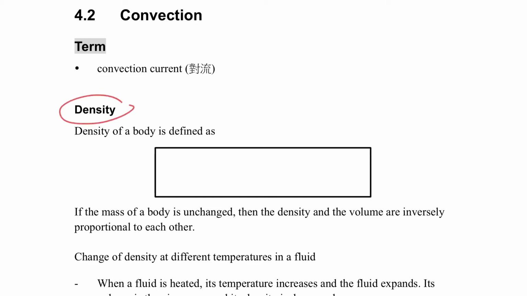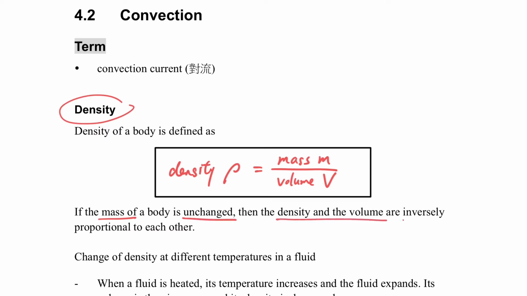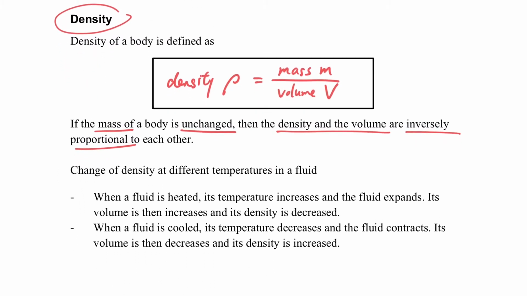Now we will talk about convection. Convection is due to the density of an item. So let's recall what density is. Density is the mass over volume of an item. So if the mass of an item is unchanged, the density and volume are inversely proportional to each other.